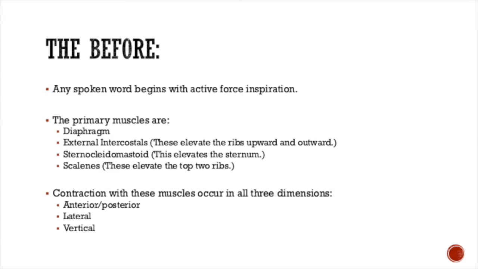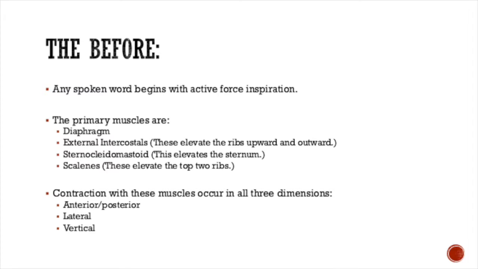Before any words can be uttered, it is important to understand what happens within the lungs and how we obtain the air to speak. It is important to understand that any spoken word, regardless of level of volume, begins with active force inspiration. The primary muscles used for inspiration are the diaphragm, external intercostals, sternocleidomastoid, and scalenes.